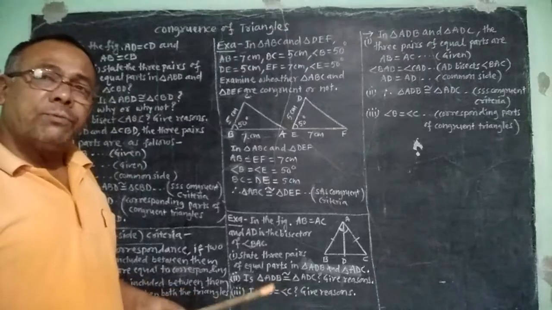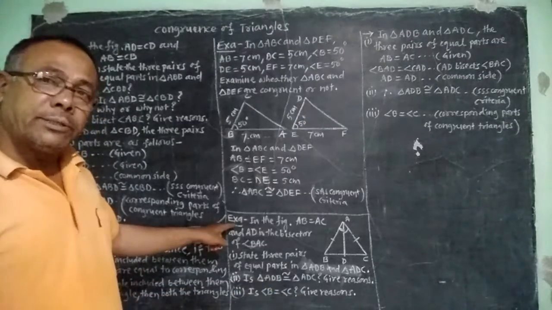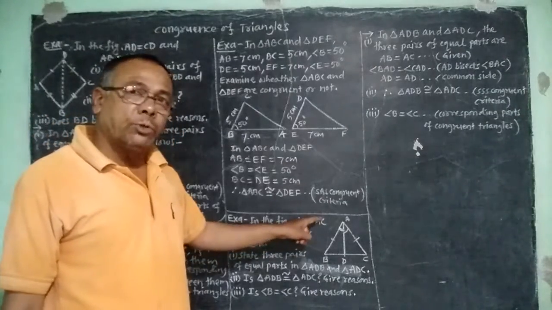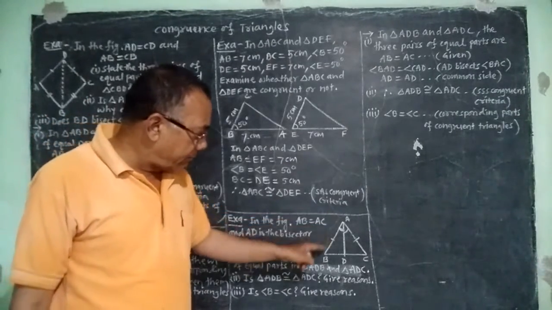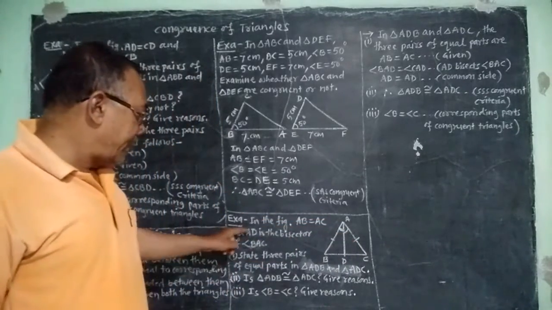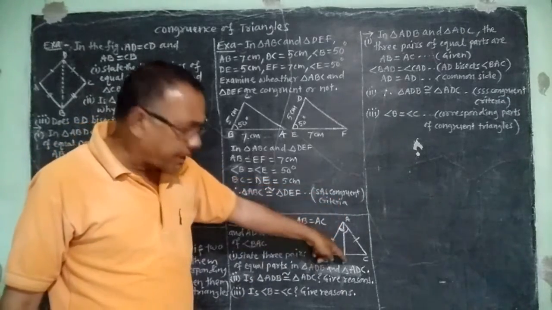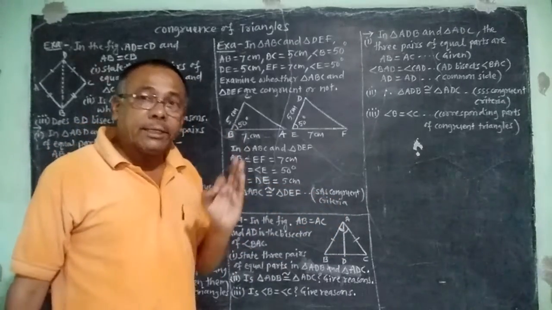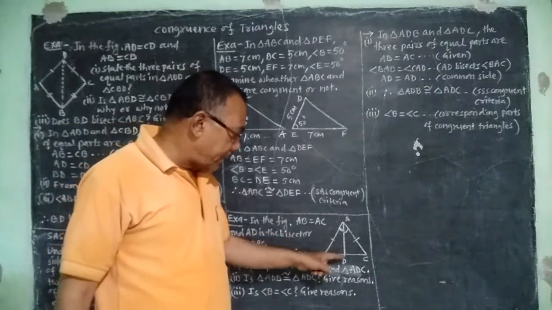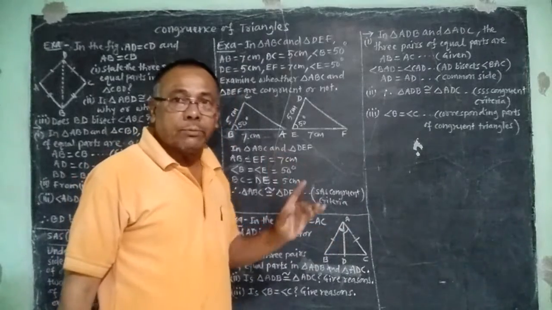Now we will see one more question. Example: in the figure AB is equal to AC, and AD is the bisector of angle BAC. Here it is given that AD is the bisector. If it is a bisector, then it divides angle A into two equal parts. That is, angle BAD is equal to angle CAD. So these two angles are equal.